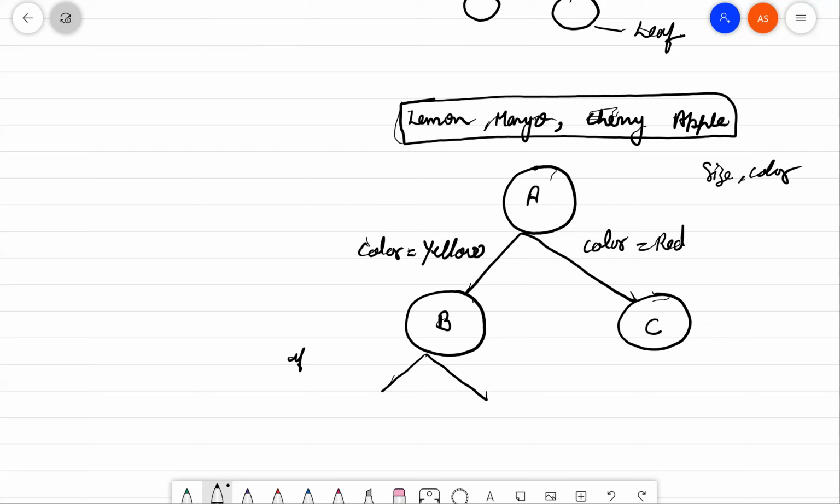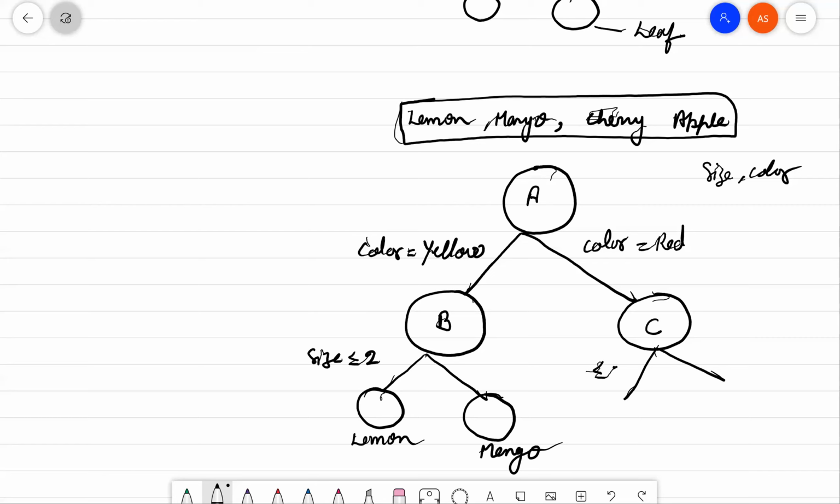Okay, and here we can take, suppose, size. If the size is less than or equal to 2 inch, suppose, so it is lemon. And if the size is greater than 2, suppose, then this is mango. And here we can take, if the size is less than 2, then it will be cherry. Or if the size is greater than this, then it will be apple.